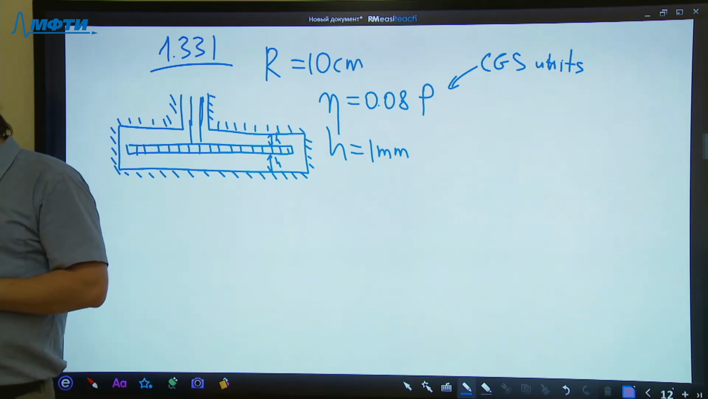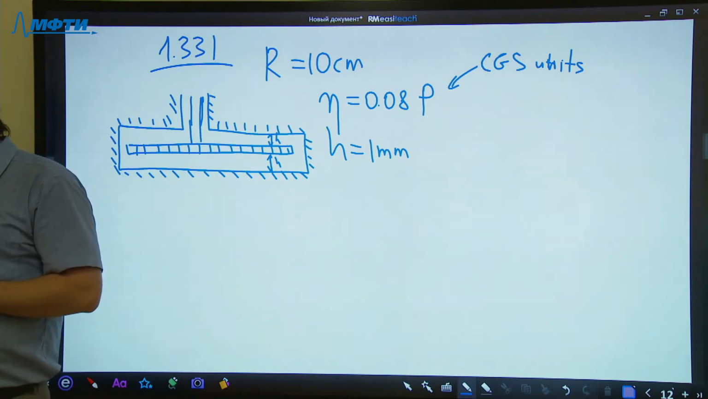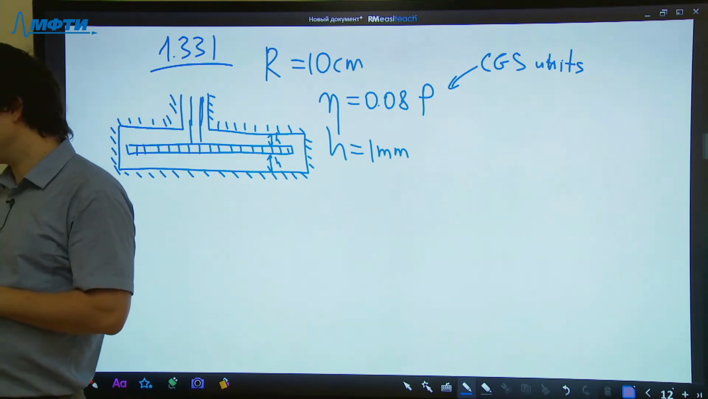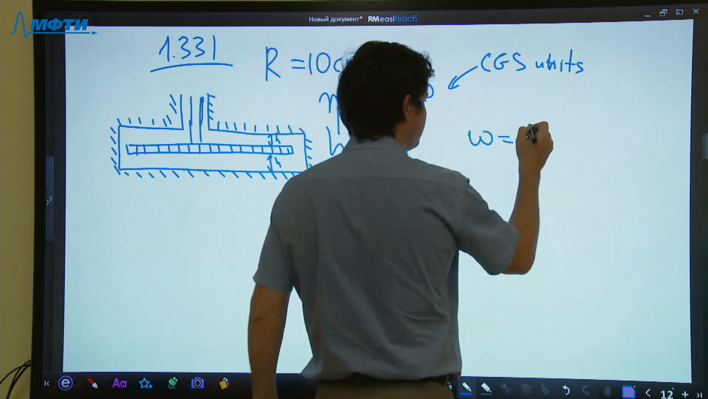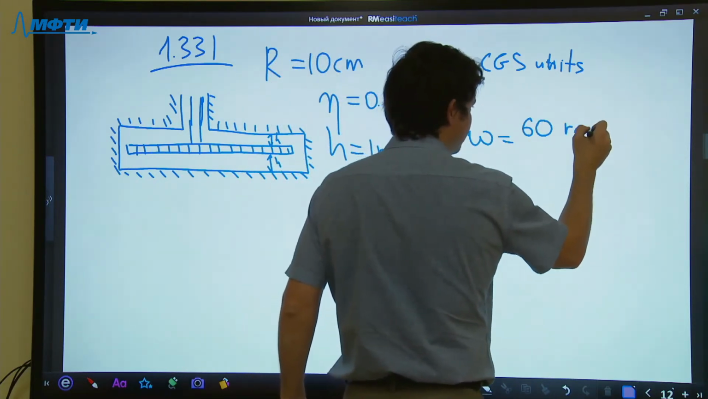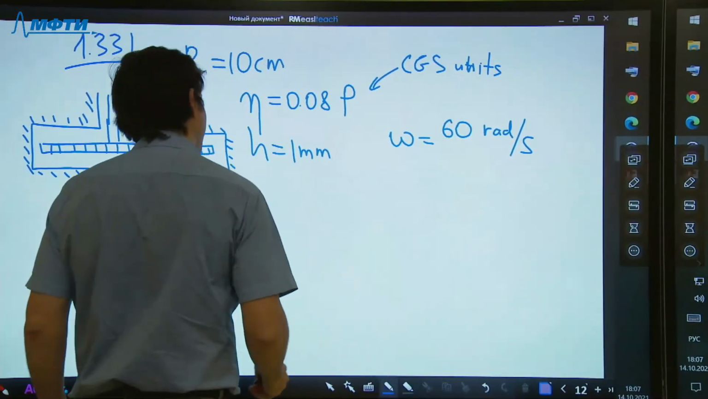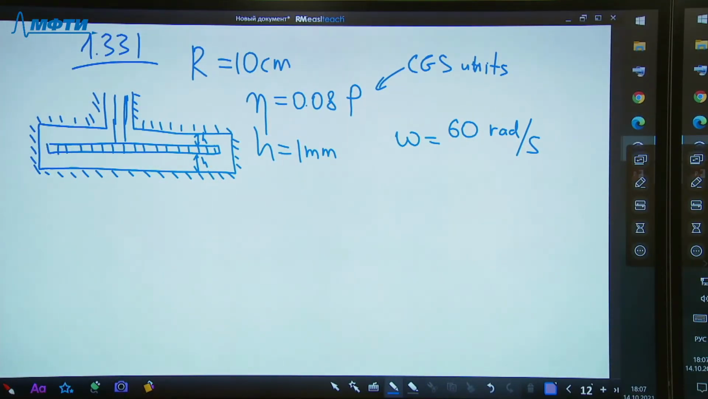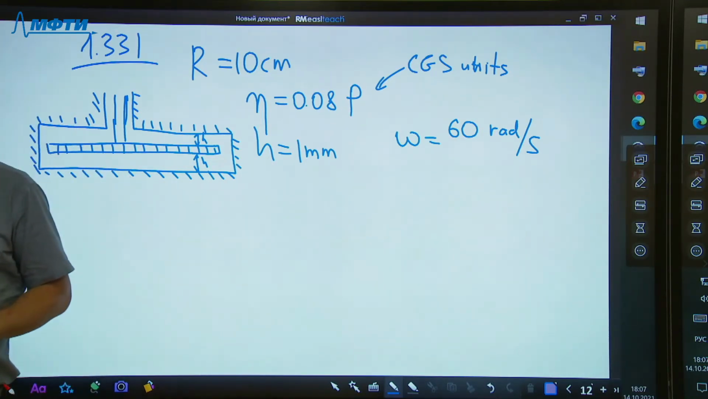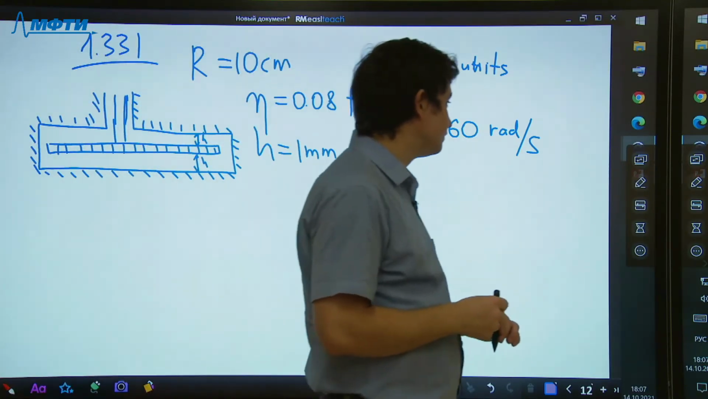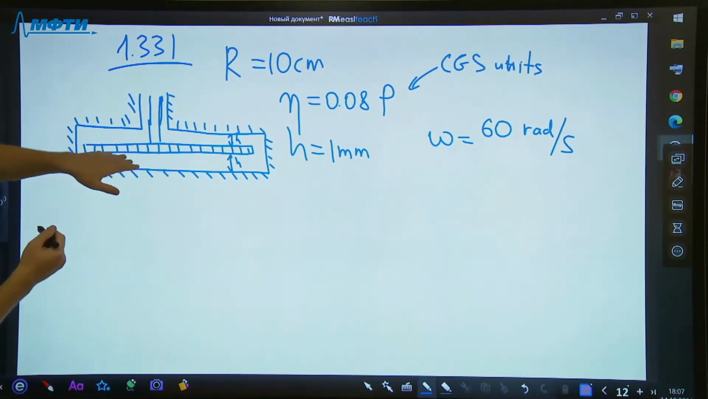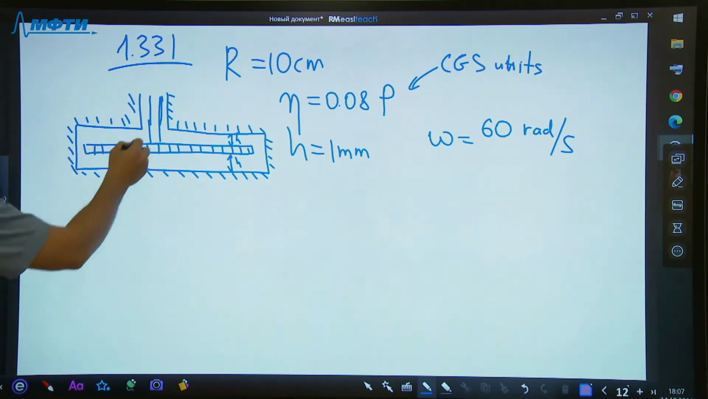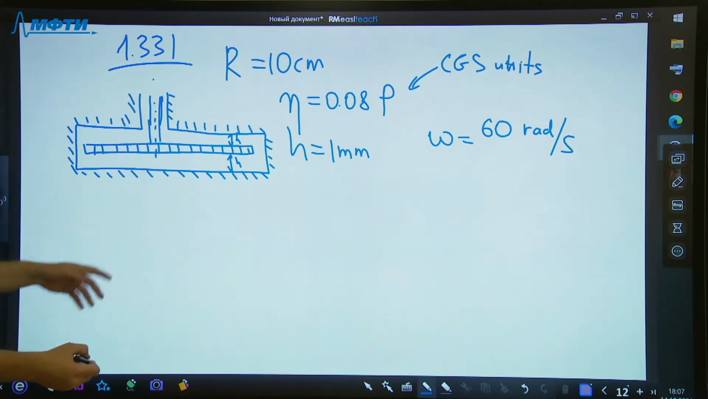Okay, so we need to calculate the power developed by the viscous forces acting on the disk when it rotates with the angular velocity of 60 radians per second. The end effects are to be neglected. Since the disk is rotating, and I have an asymmetric image here, but please believe me that this is the axis of this disk.